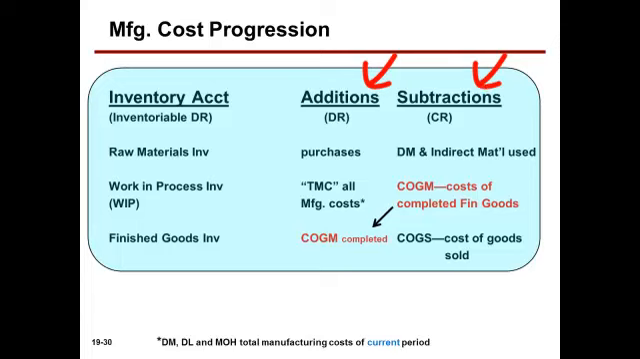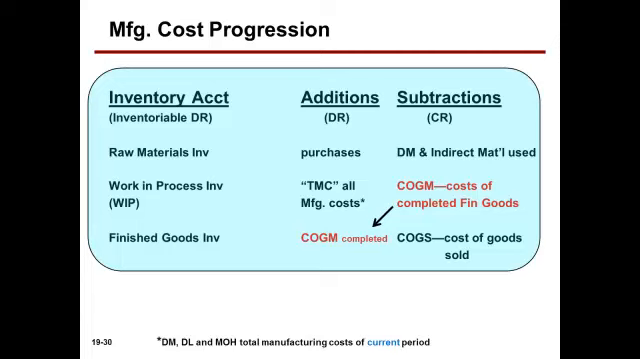So assets are increased with debits, so the additions coming into a raw material inventory account, for instance, are purchases of raw material. We debit inventory, credit cash, or debit inventory and credit accounts payable, as raw materials are purchased, how they're accumulated.